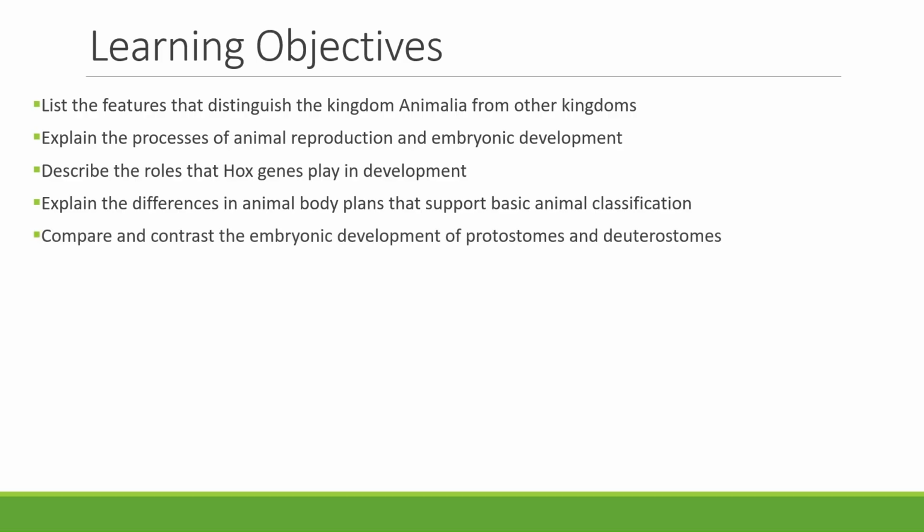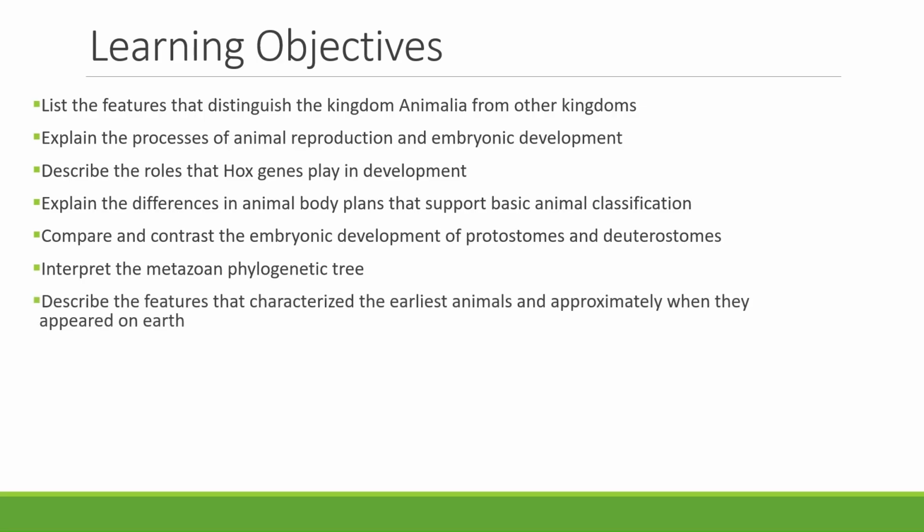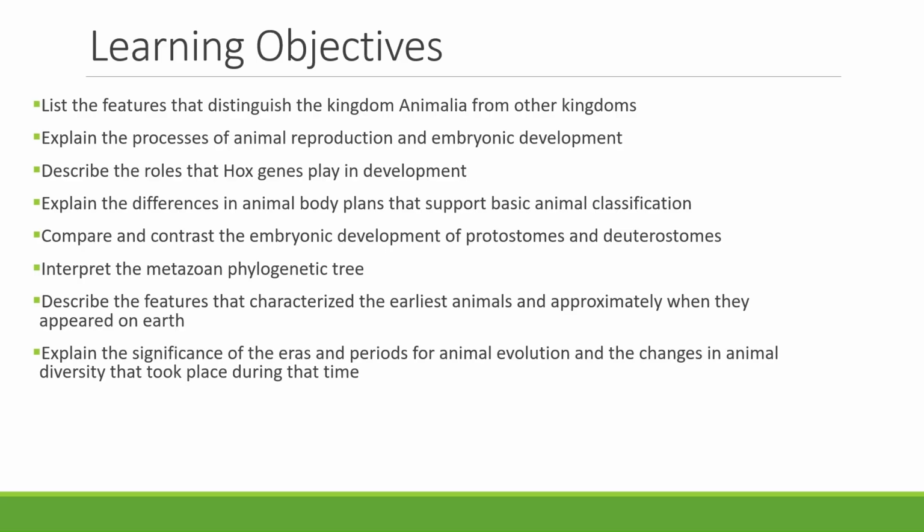You will compare and contrast the embryonic development of protostomes and deuterostomes. You will interpret the metazoan phylogenetic tree. You will describe the features that characterize the earliest animals and approximately when they appeared on Earth. And finally, you will explain the significance of the eras and periods for animal evolution and the changes in animal diversity that took place during those times.